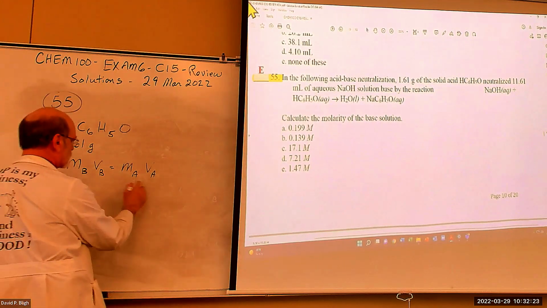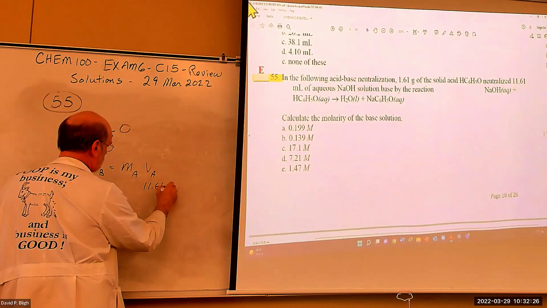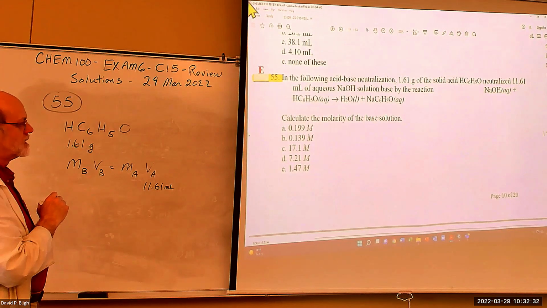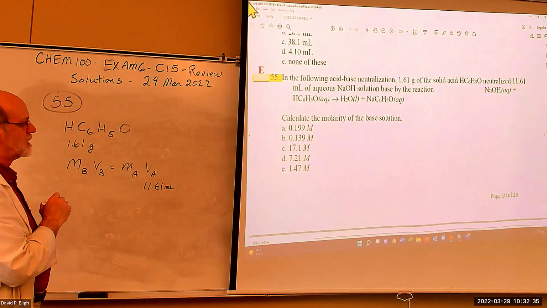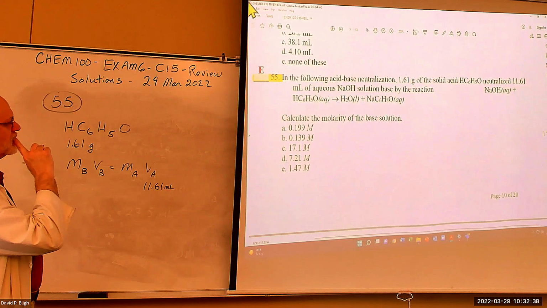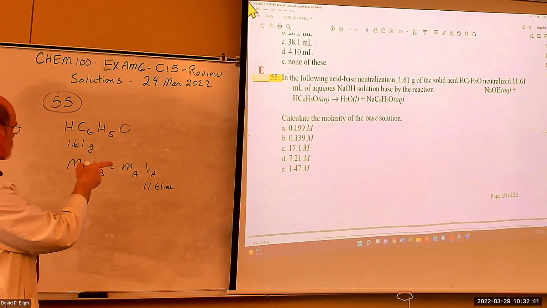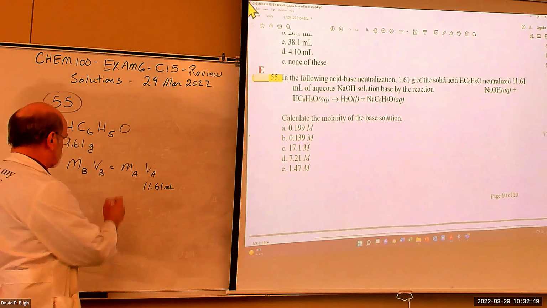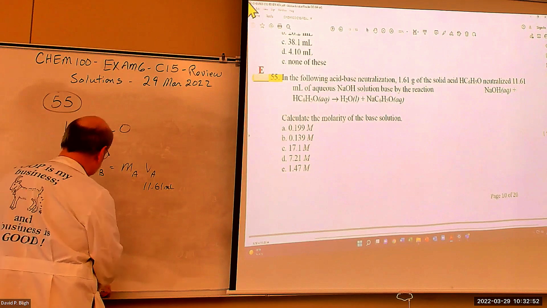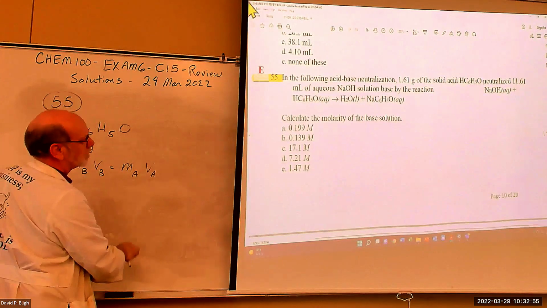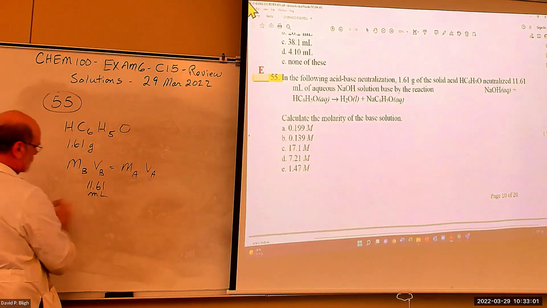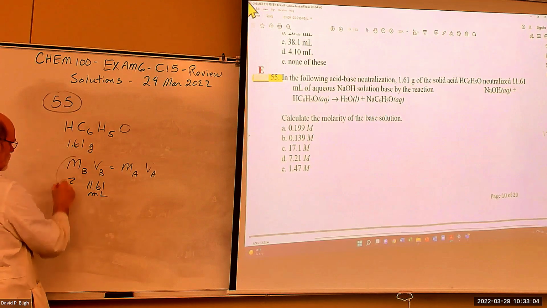11.61 milliliters of this. And its molarity is, what's the molarity? Wait a minute. We're not given the molarity of the base, we want to know the molarity of the base. This is the wrong side. 11.61 milliliters of the base. And this is our unknown right here.